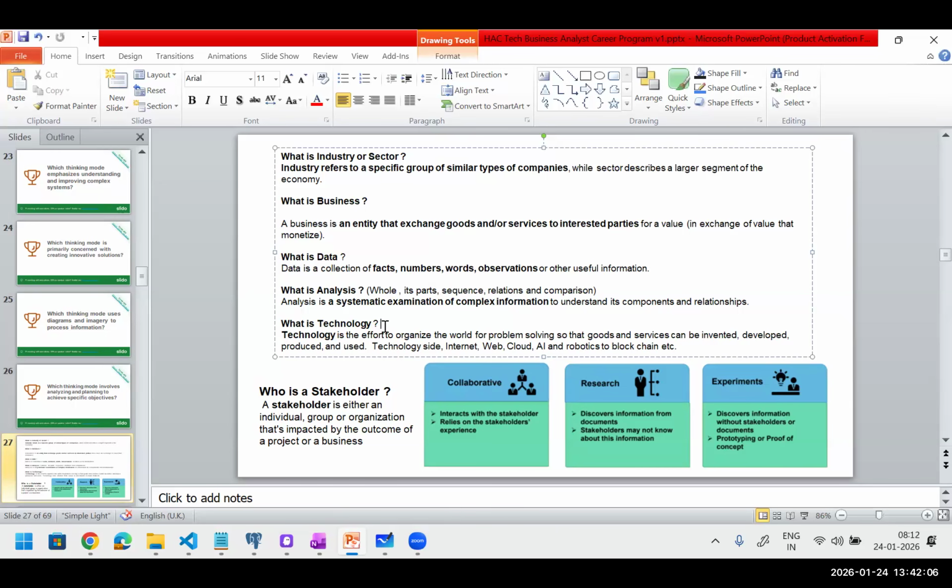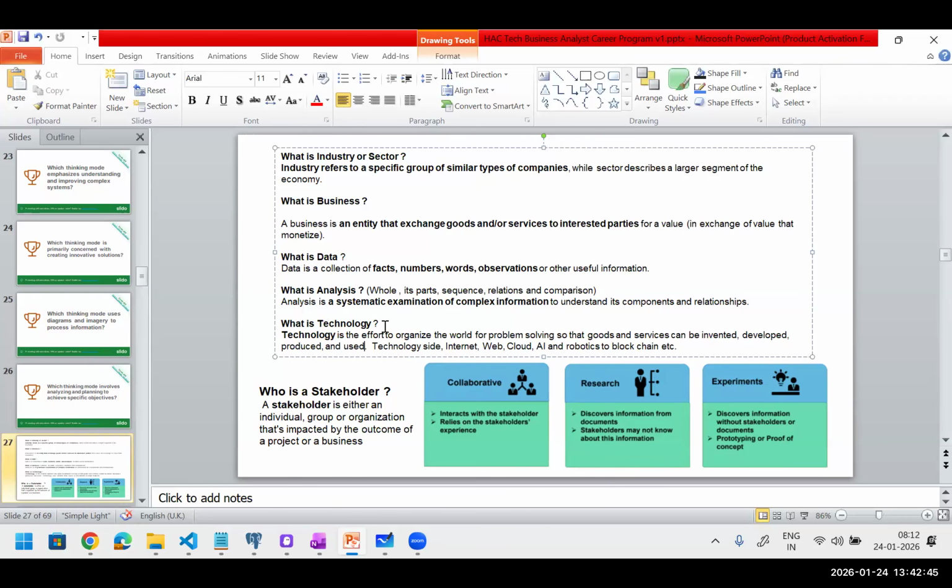Technology is the effort to organize the world of problem solving so that goods and services can be invented, developed, and products produced and used with the help of technology. Today we have AI technology, automation technology. Yes, all of you agree? And we have internet technology, payment technology, and communication technology, with channels like WhatsApp, SMSs, emails. These are the notification technologies, right? So maybe we can integrate all of them, based on the problem which we are solving.